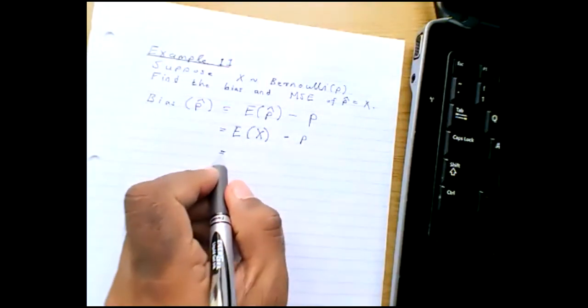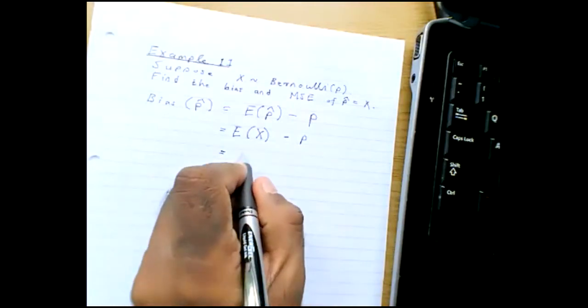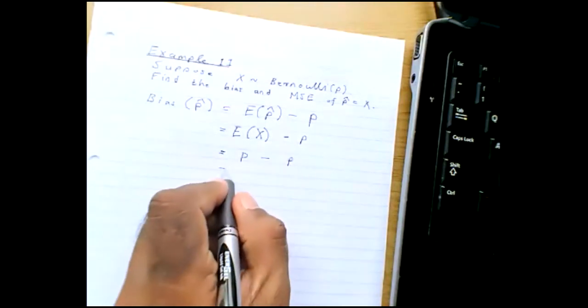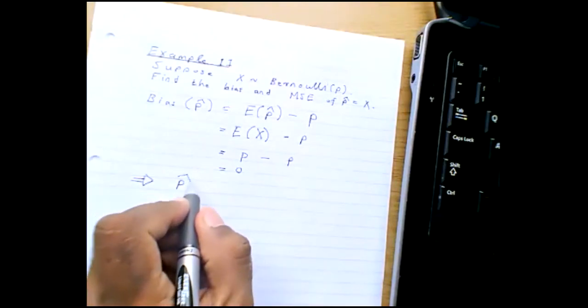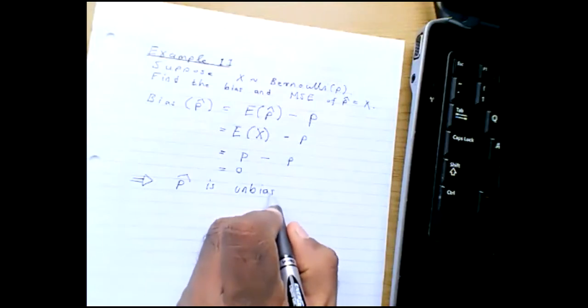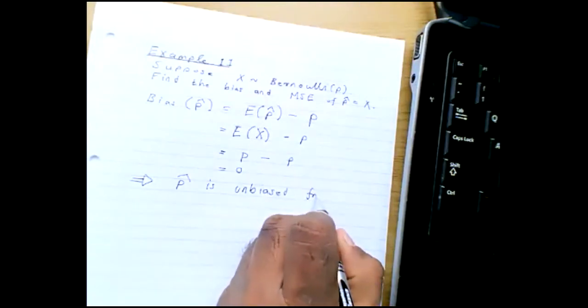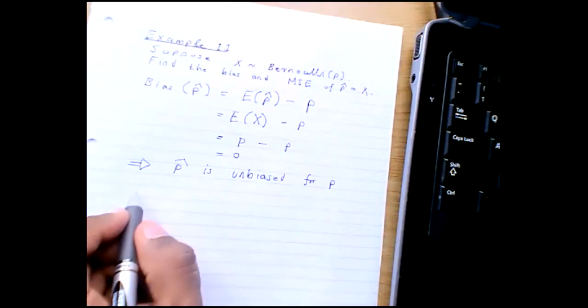Now you may recall from probability 1 that the expectation of a Bernoulli is p. So this is 0. So this implies that p hat is unbiased for p, right?